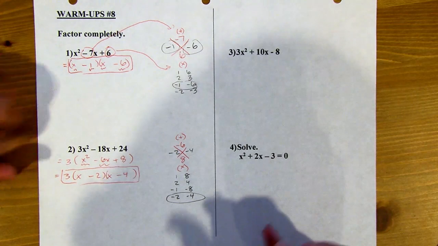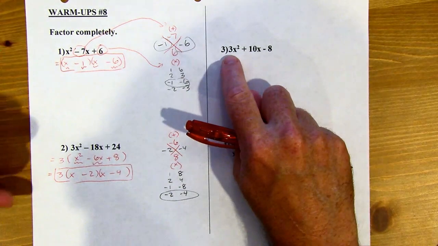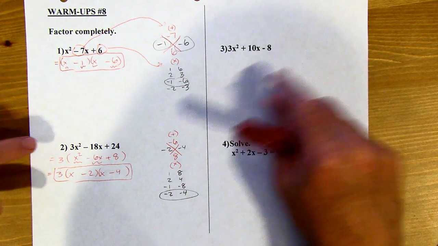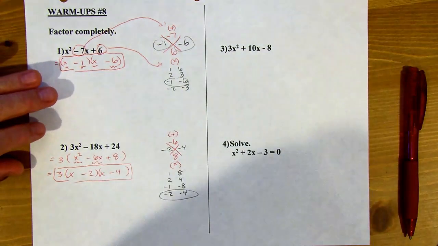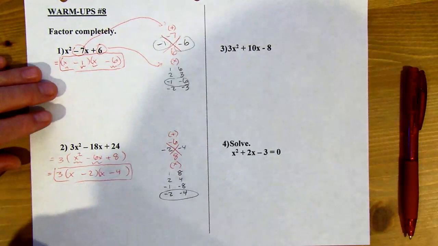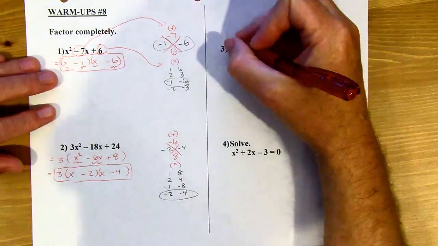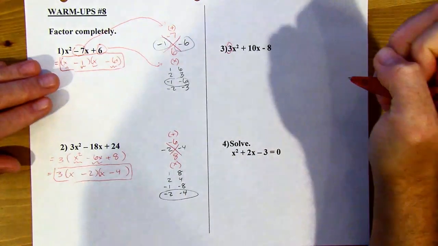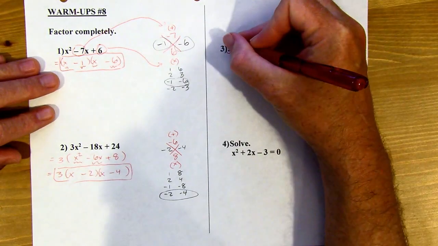All right, the next problem. I'm looking, oh, there's a 3 in front again. But 3 doesn't go into 10 or 8, so I can't just factor it out the way I did on the last problem. Again, there's a number of ways to handle a problem like this. I'm going to use a diamond problem again, but since this 3 is here and I can't just factor it out, it's going to be a little bit more complicated. This is what I call a modified diamond problem.